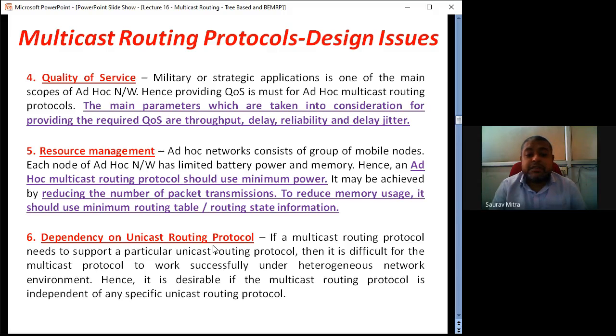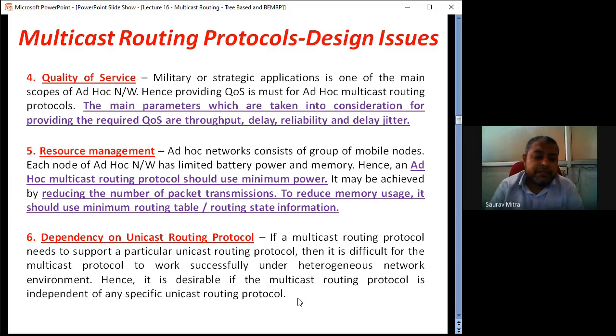So, dependency on unicast routing protocol. If in multicast routing a particular unicast routing must be maintained, it becomes difficult for the multicast routing protocol to work successfully under a heterogeneous network environment. Heterogeneous network environment means every node is having different charge, different bandwidth, and different requirements. In that case, to give a special concession to some unicast path becomes very difficult. Hence it is desirable if the multicast routing protocol is independent of any specific unicast routing protocol.